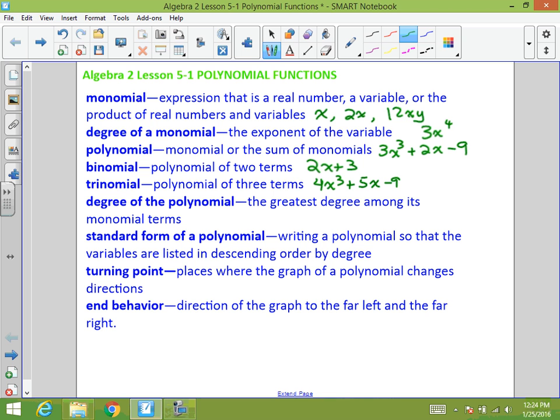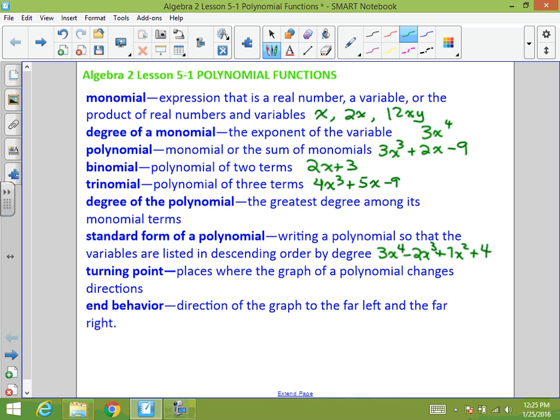Standard form of a polynomial is writing a polynomial so that the variables are listed in descending order by degree. I've written all of the above polynomials in standard form because my brain works in standard form. Standard form means if I have something to the fourth power, like 3x to the fourth, that would come before negative 2x to the third, which would come before 7x squared, which would come before like 4. Because we went from 4, 3, 2, we didn't have anything to the first power, and then none.